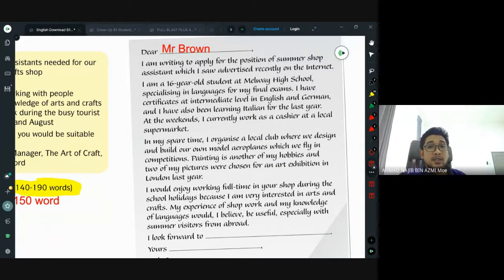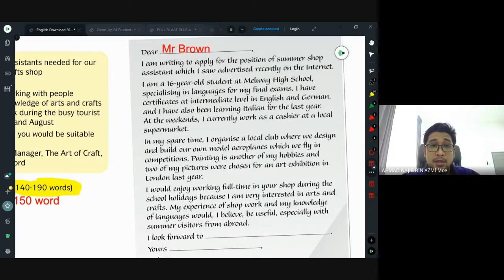I am a 16-year-old student at Melways High School specializing in languages for my final exams. So in one sentence, you include a lot of details which are not really important for this job application. Kan? So umur, sekolah, apa yang kamu belajar semua ni penting tapi tidak begitu penting untuk permohonan kan.